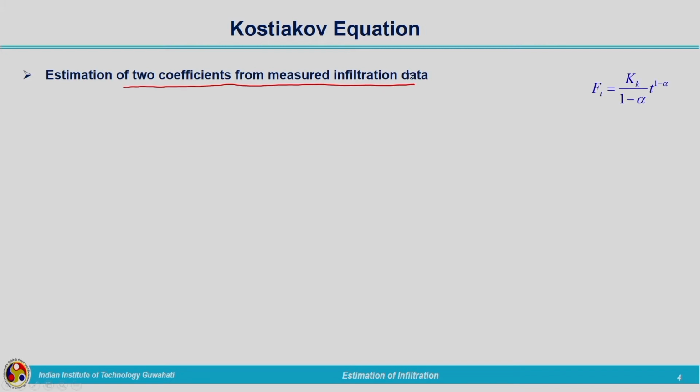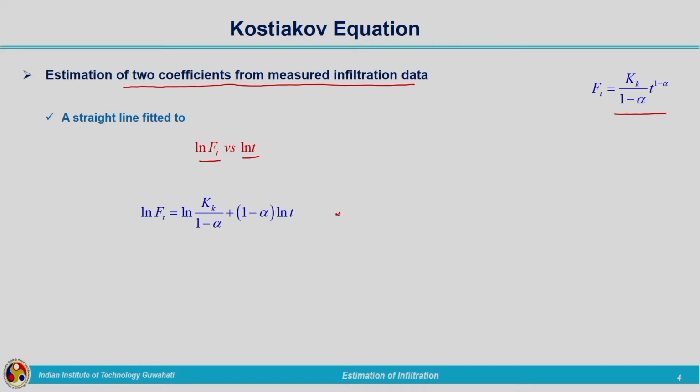This is our equation. Cumulative infiltration F of t is equal to K divided by 1 minus alpha, t to the power of 1 minus alpha. Now, what we are going to do? We are going to fit a straight line to the data ln F of t and ln t. We have cumulative infiltration data with corresponding time. We will take the natural logarithm of these data points. So, if we take ln F of t, the equation takes the form ln of K divided by 1 minus alpha, plus 1 minus alpha multiplied by ln t.